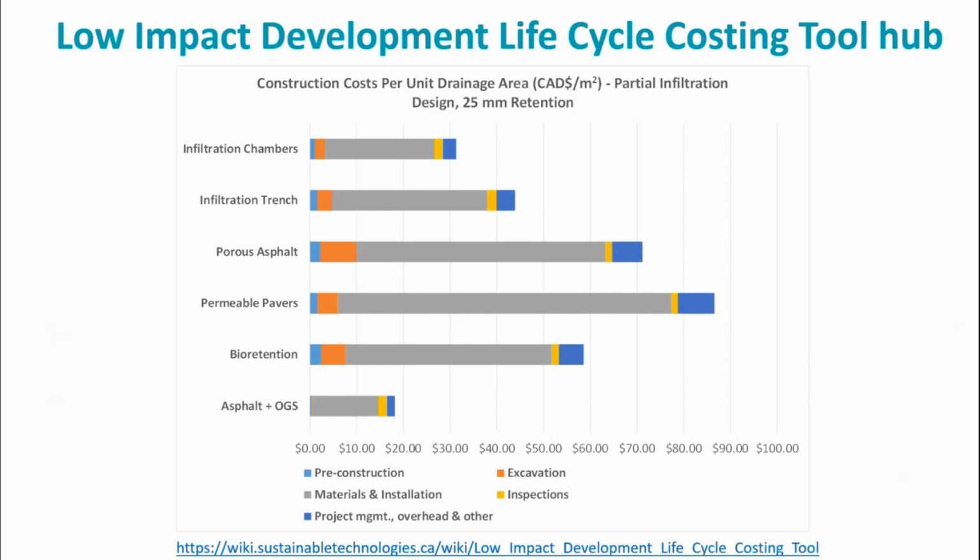And the next most expensive costs are generally broken up between excavation and the overall project management, overhead, and other planning purposes of these facilities. So we can see infiltration chambers range around $33 per square meter. Infiltration trenches are about $45 per square meter. Now, the cheapest is your traditional asphalt. And this includes an OGS or an oil grit separator.